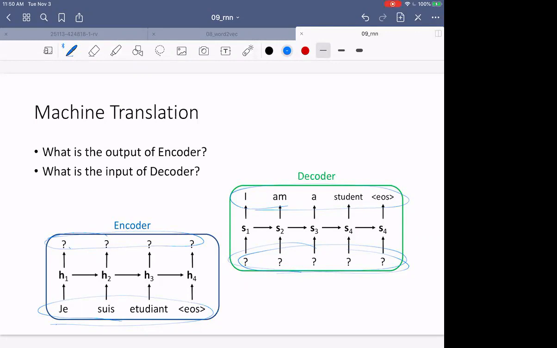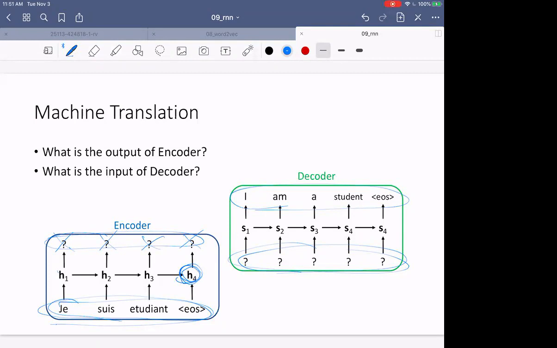So the output of the encoder is, I mean, as I said, the objective of the encoder is to derive a fixed size vector of the French sentence, right? So this is all you need from the encoder. There is no output. You don't need any output. You're not predicting anything based on the French sentence. You just need to derive a fixed sized latent vector or hidden vector that represents the entire French sentence, which is H4. So all you need is H4 from the encoder.